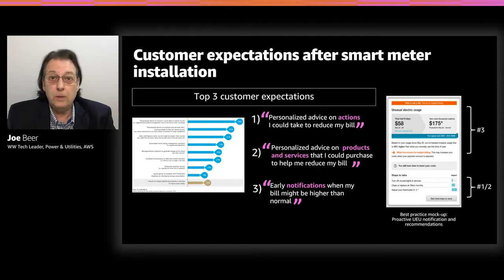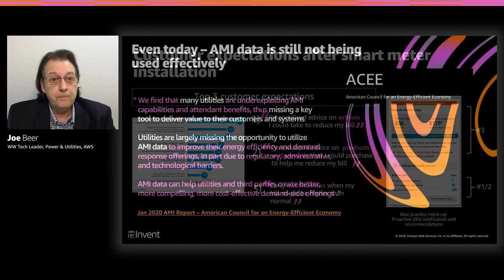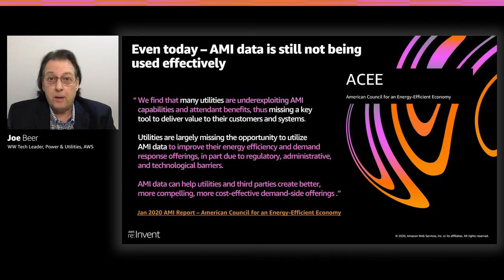And you would think that utilities would be doing this for everybody. Well, unfortunately, they're not, and it's very rare. There are 750 million smart meters out there now. They've been out there for 20 years.